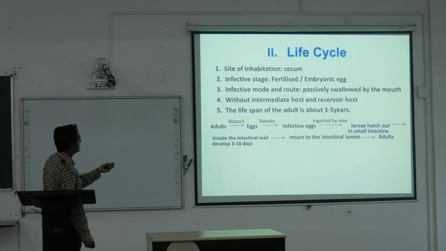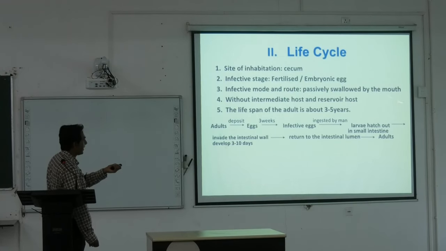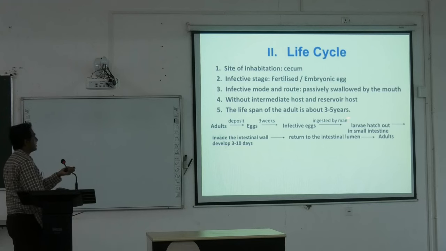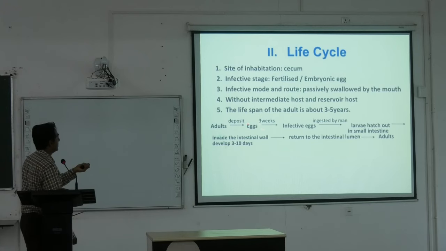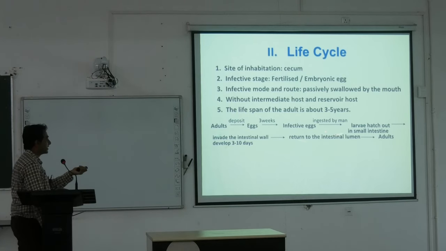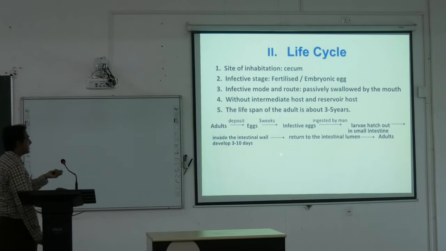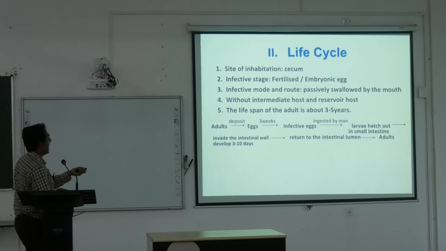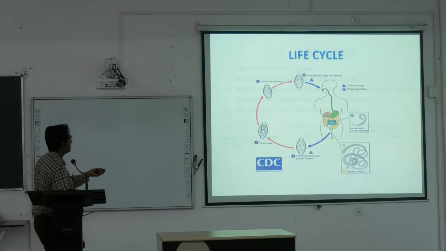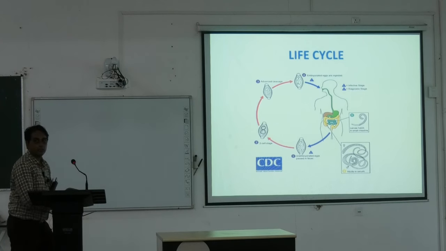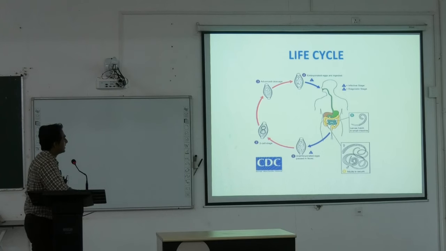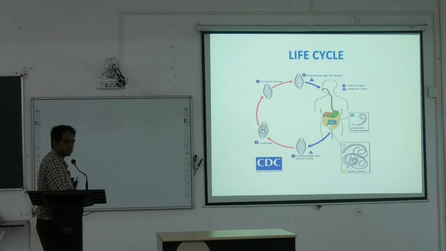Life cycle: the infective stage is the fertilized embryonated egg, passively swallowed by the mouth, without intermediate and reservoir host. Adult eggs, when deposited in warm soil, within 3 weeks become infective eggs containing rhabditiform larva, ingested by man. The larva hatch out in the small intestine, invade the intestinal wall, return to the intestinal lumen, and adults develop in 3 to 10 days. This Trichuris life cycle must be remembered.